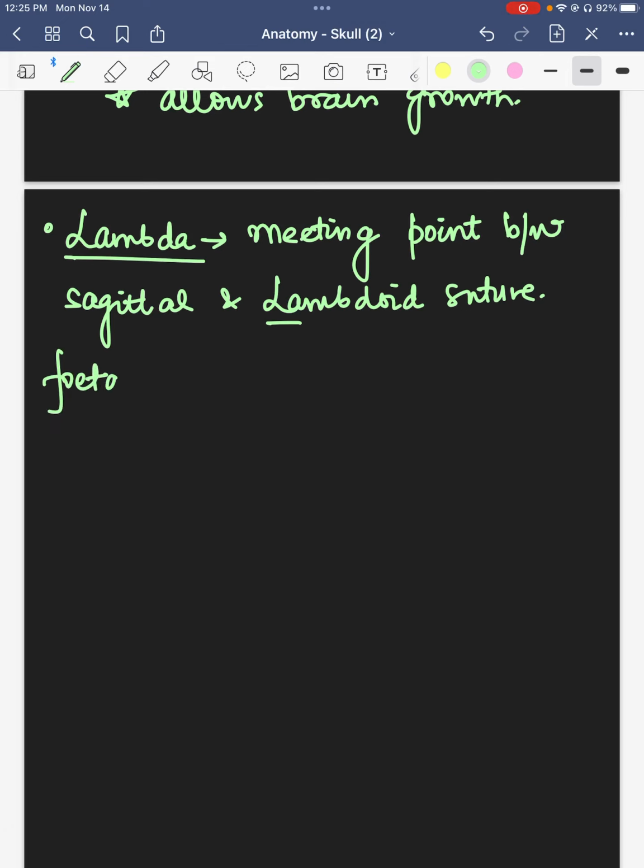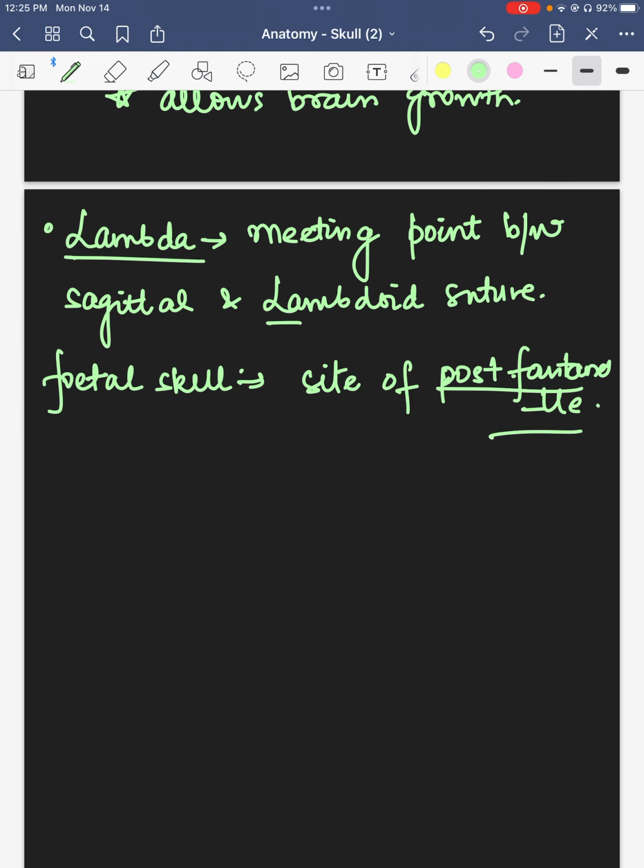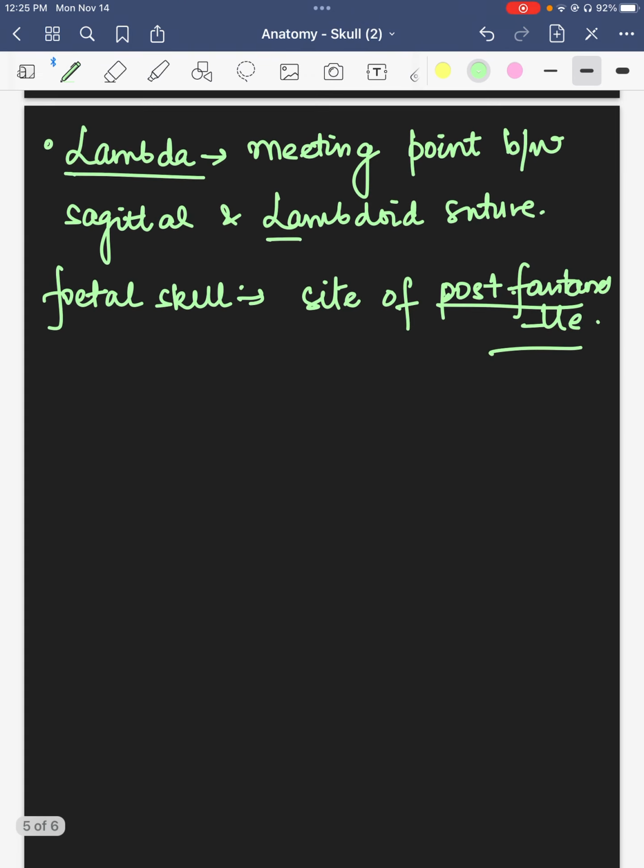In the fetal skull, lambda is the site of the posterior fontanelle. At bregma we have the anterior fontanelle, and here we have the posterior fontanelle, which closes at the age of 2 to 3 months.